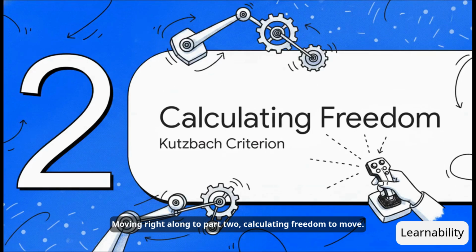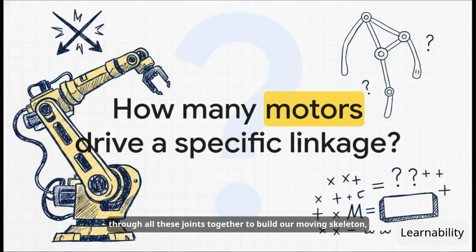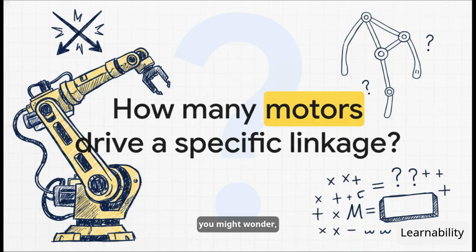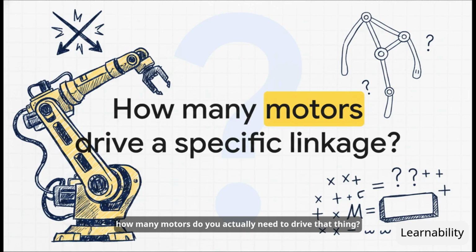Moving right along to part 2, calculating freedom to move. So, once we start snapping all these joints together to build our moving skeleton, we really need to know how much control we have over the whole system. If you look at a huge, complex factory robot with multiple arms, you might wonder, how many motors do you actually need to drive that thing? Slap too many on, and they'll literally fight each other. Put too few, and the arm just flops around uncontrollably. Luckily, math gives us a totally definitive answer to this.